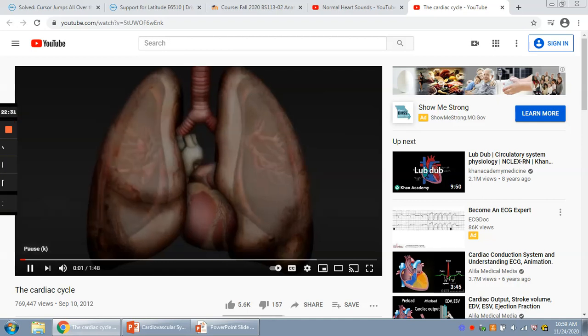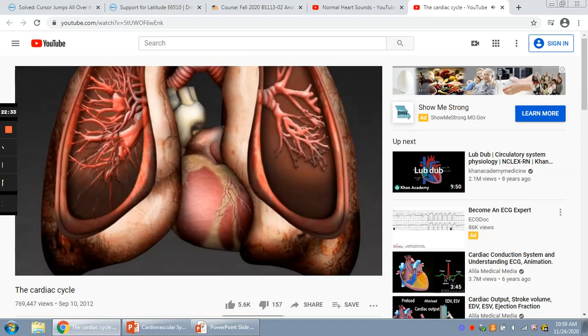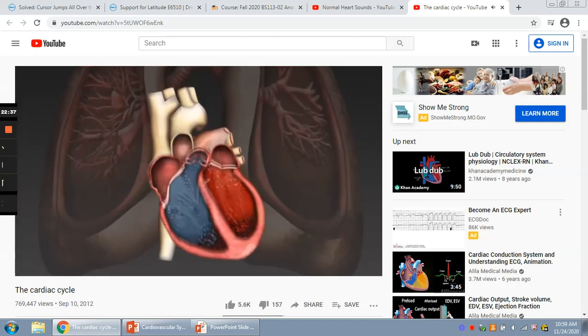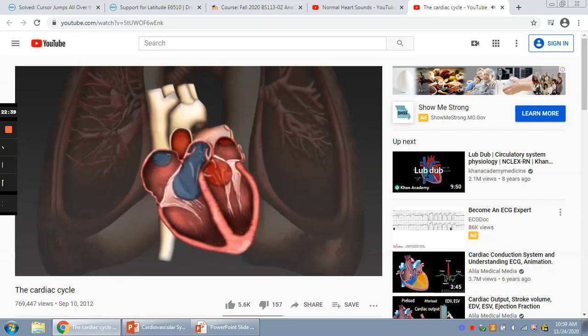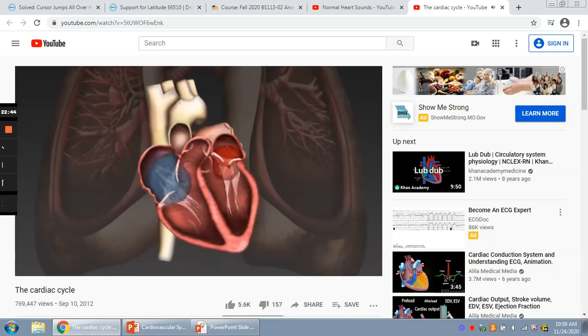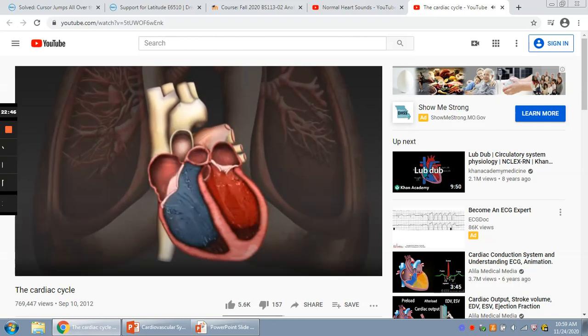Animation illustrates a single cardiac cycle, starting with the right side of the heart. In reality, of course, the two sides of the heart work together at the same time, but it is easier to understand if we look at them separately, because each side of the heart has a different function.